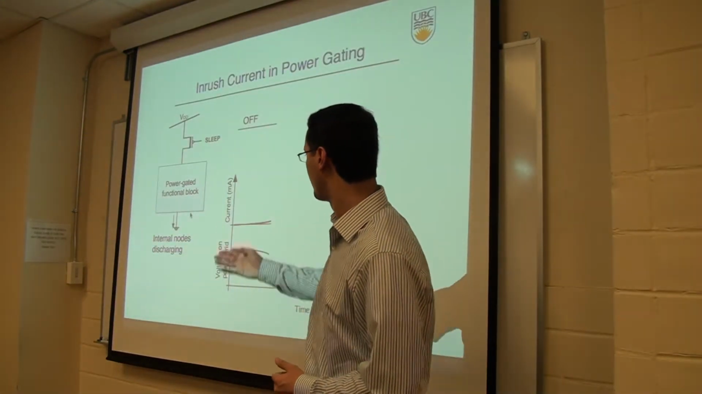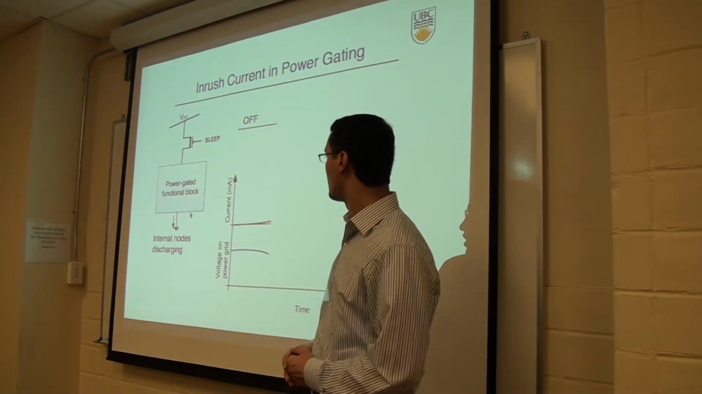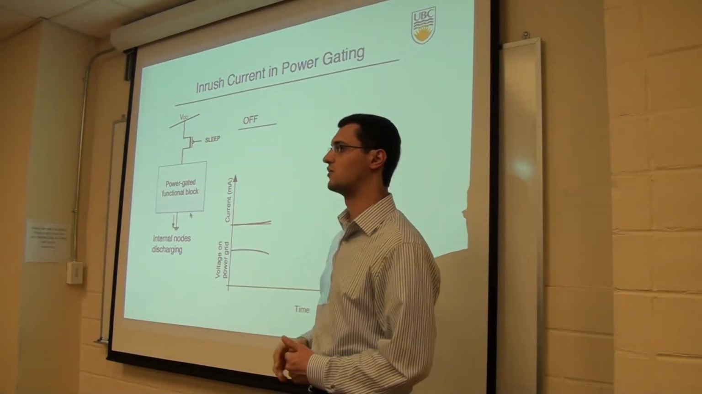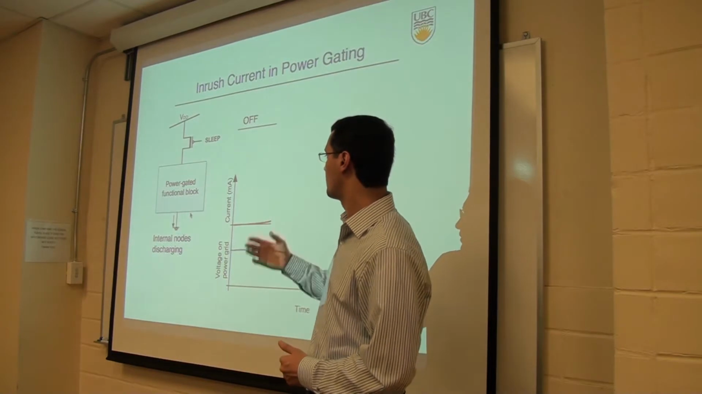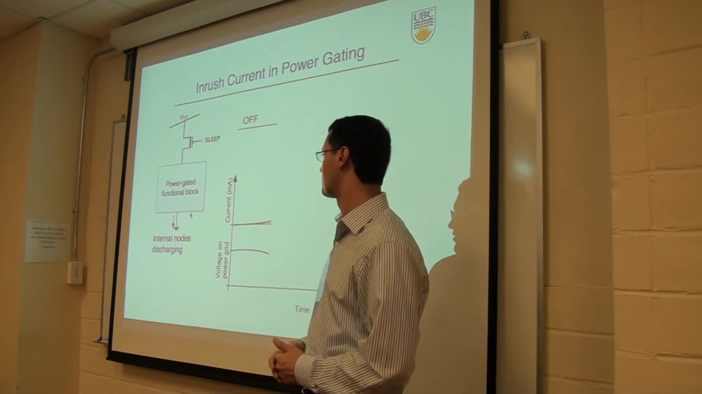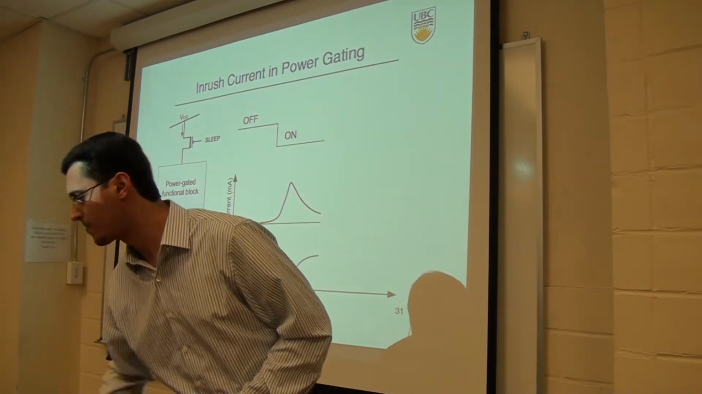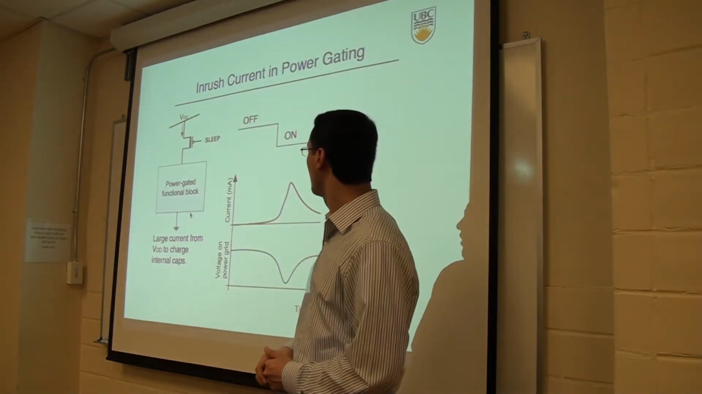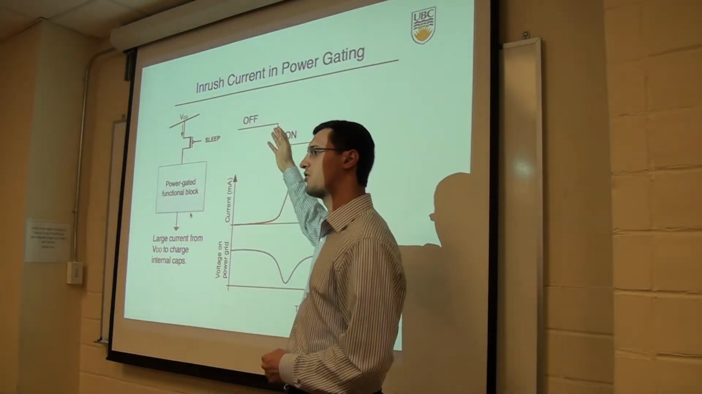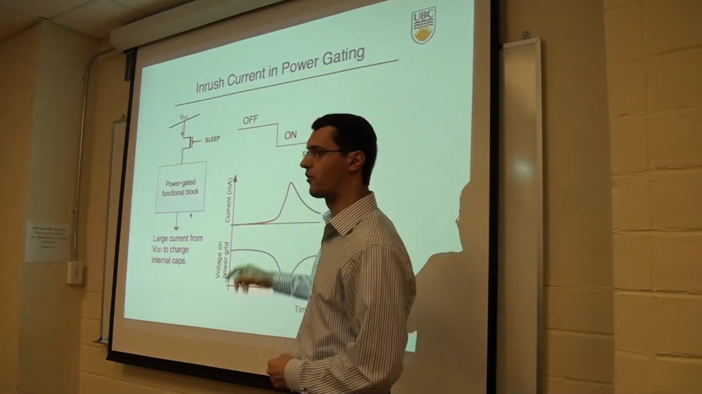So here I'm showing in this figure to the left a power-gated functional block, and the sleep signal here is in the off state. So basically the PMOS transistor will be in the off state. During that time, the internal nodes inside this power gated block will be discharging. The capacitance will be discharging. So when we turn this sleep transistor on, what happens is that a large current is drawn from the power supplies to charge the internal capacitance in the power gated block. And this large current here is called the inrush current.